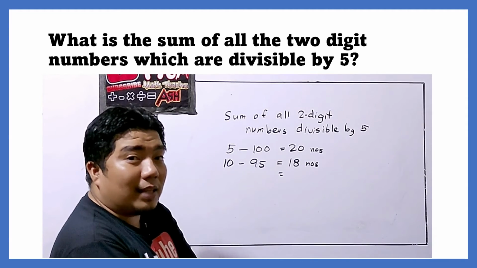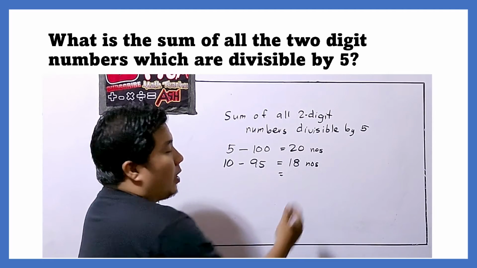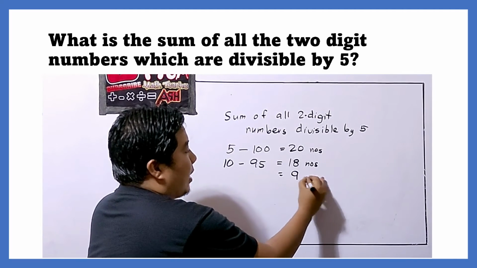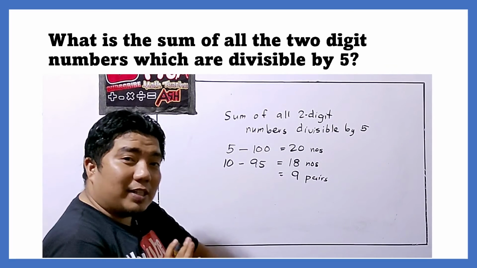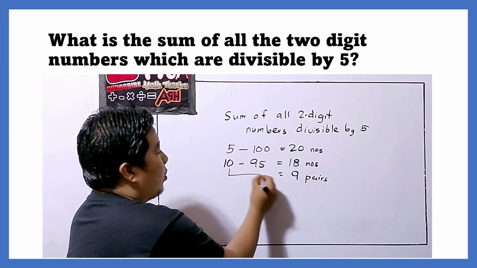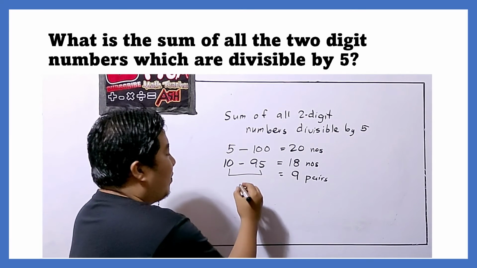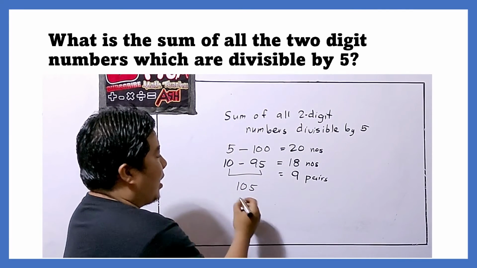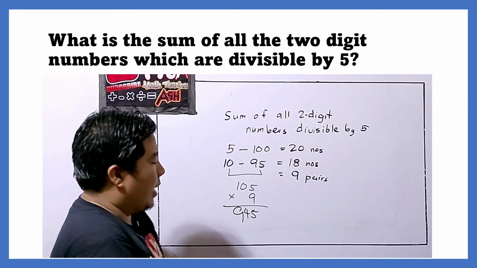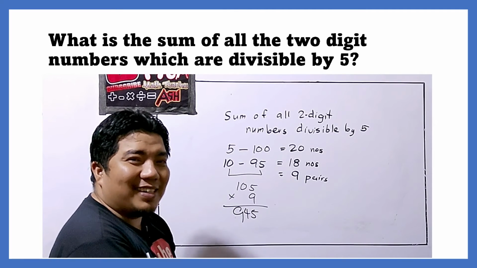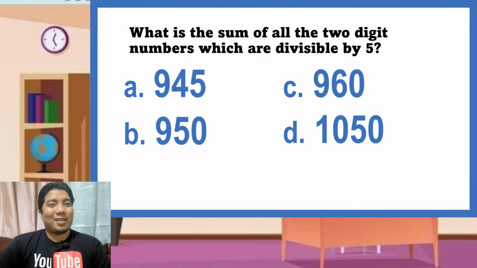Now, from the technique that I have told you earlier, we will make pairs from 18, and that is 9 pairs. Another technique is to add the first and the last number from the given sequence. So, if you add 10 plus 95, that will give you 105. Now, you multiply the 9 pairs, and that will give you 945. Easy, right? And the correct answer, my dear math learner, is letter A, 945. Alright. Now, let us go to the next problem.